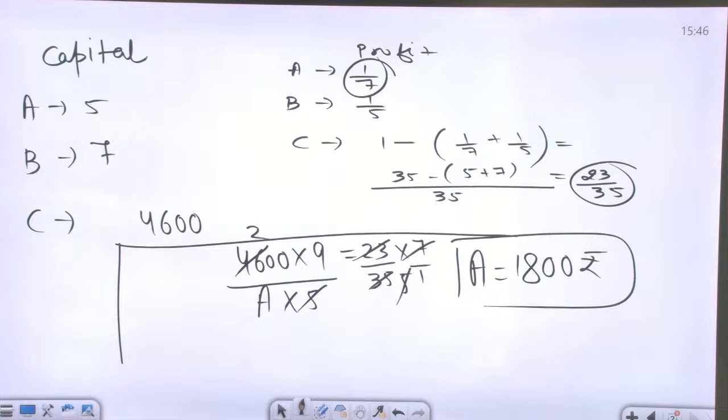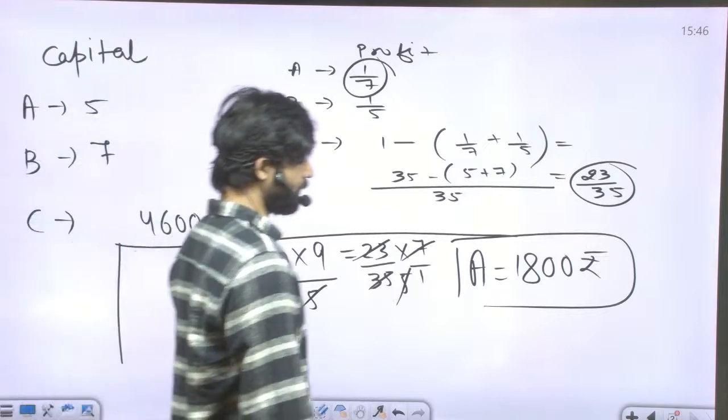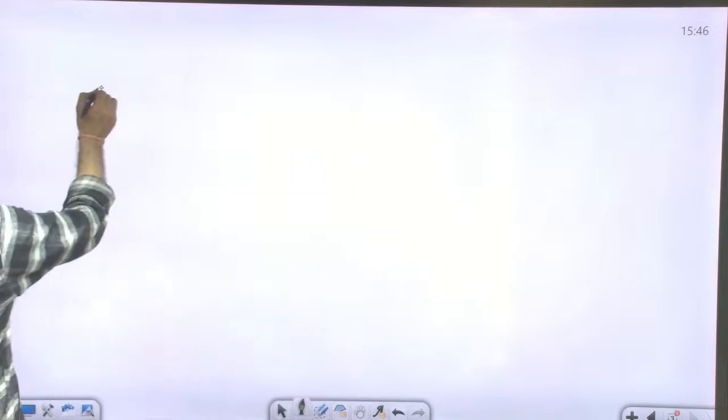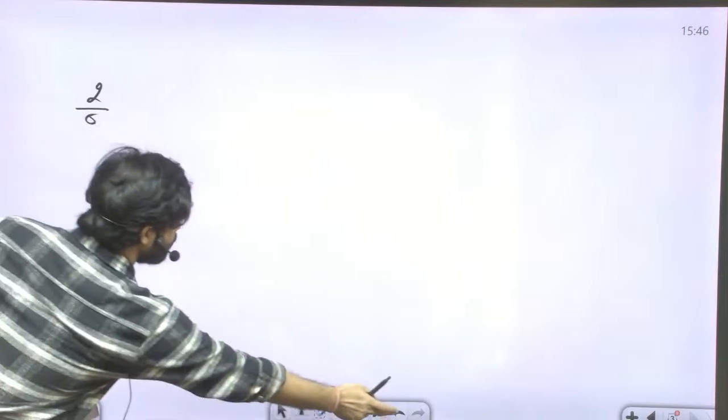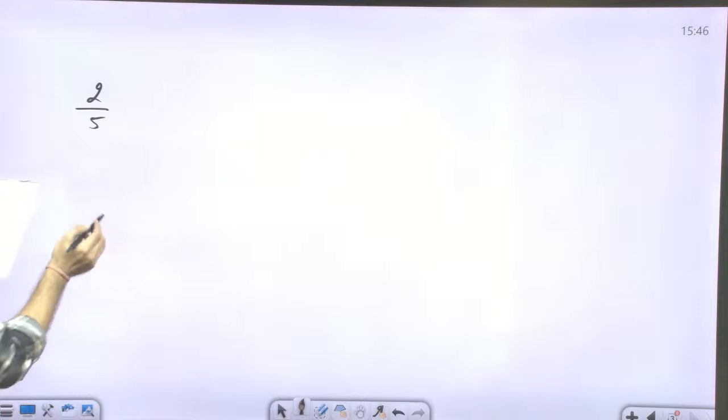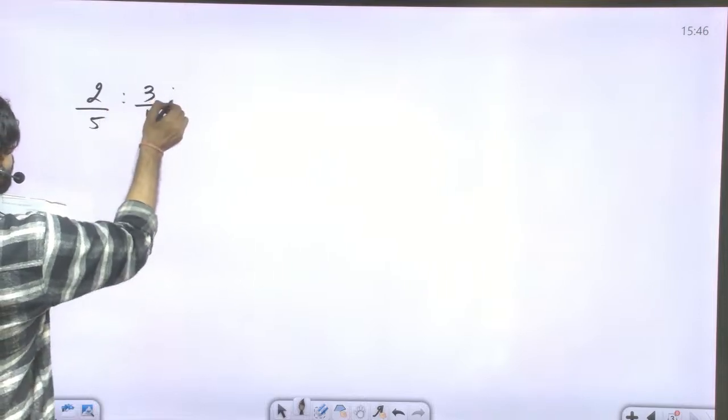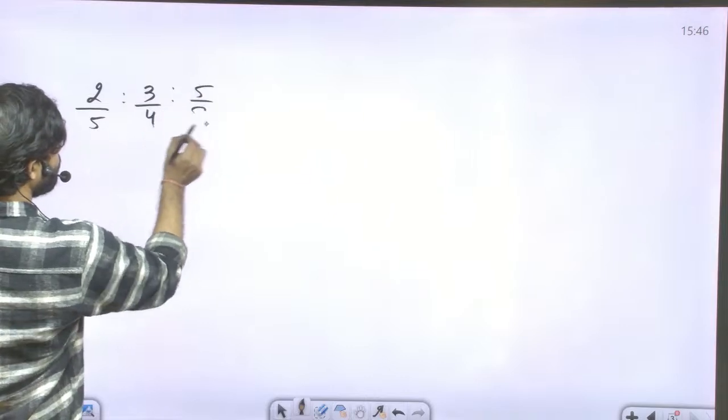A, B, and C enter into partnership by investing their capitals in the ratio 2 by 5 is to 3 by 4 is to 5 by 8.